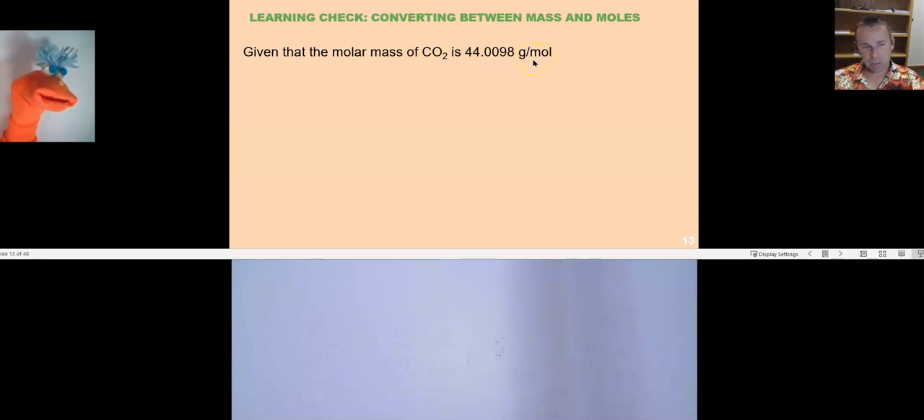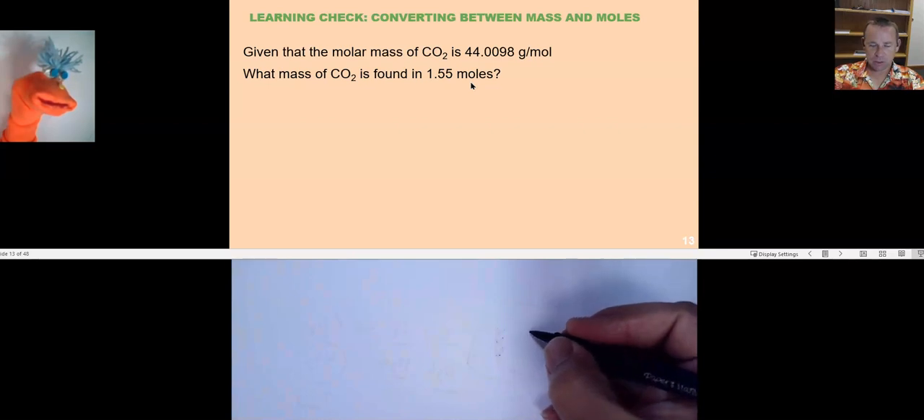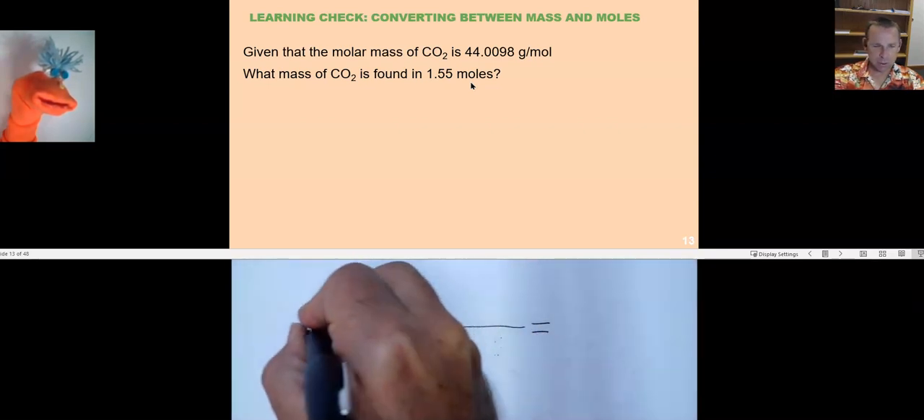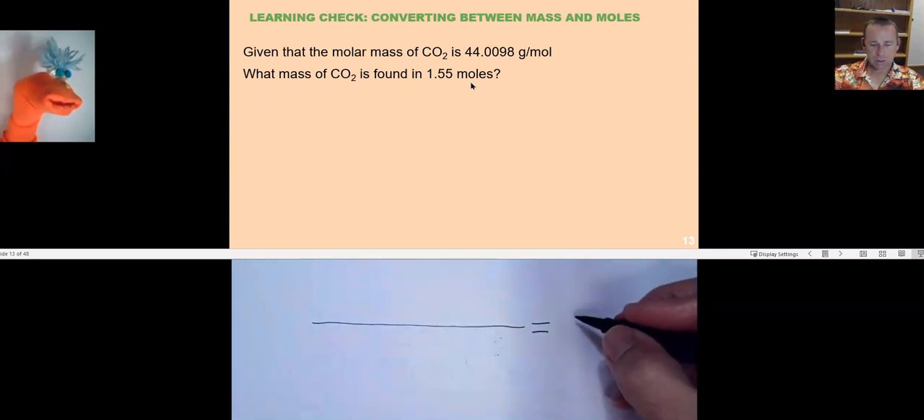All right, so given that the molar mass of carbon dioxide is 44.0 grams, what mass of carbon dioxide is found in 1.55 moles? You just multiply? Okay, so we've worked on some problems like this in the past where we use different kinds of units, but it's important to make sure we recognize this pattern of how we use our units. We call it unit analysis or dimensional analysis.